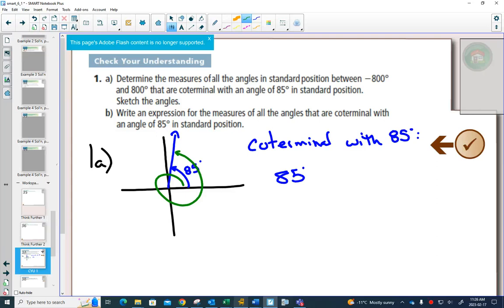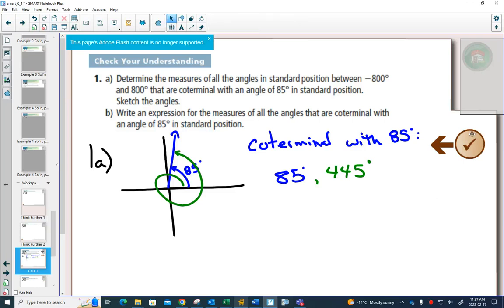So we can find this green angle by adding 360, and we would get 445 degrees. We could find another one if we added 360 again. If I add 360 again, I'm going to get 805 degrees. So that's a possibility of being coterminal, but they say stop at 800. So we don't have to write 805 degrees.